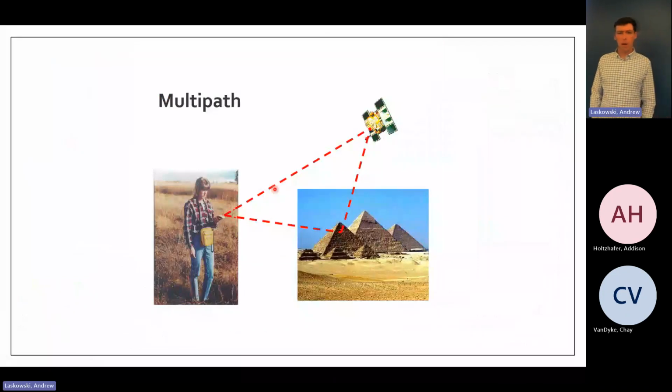Multipath is if the signal actually bounces off of a building, or in this case, the pyramids of Egypt, right? That would create a longer path that is received by your device as compared to just a straight line. That would give you a false distance that you're a little bit further from the satellite than you actually are.